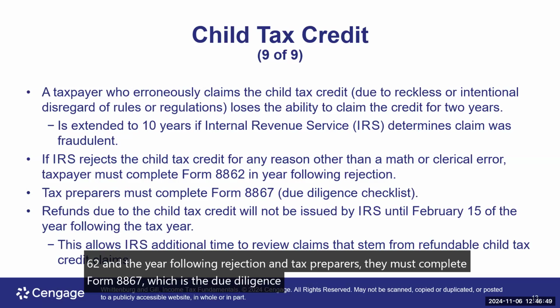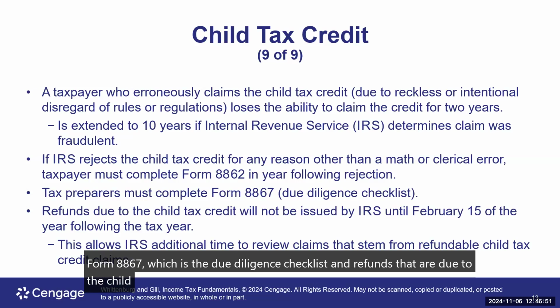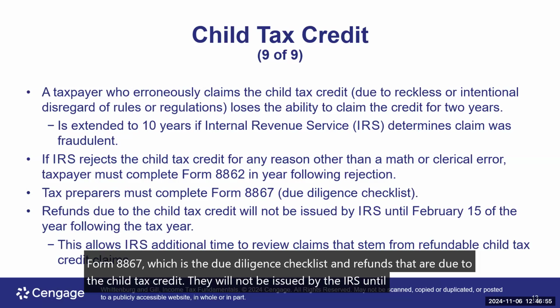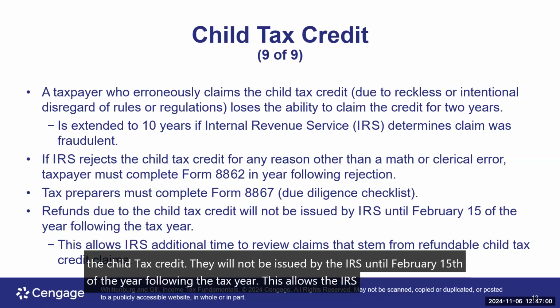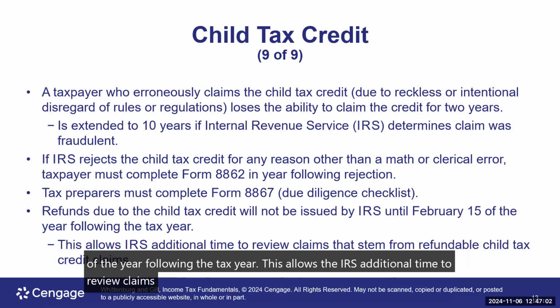And refunds that are due to the child tax credit will not be issued by the IRS until February 15th of the year following the tax year. This allows the IRS additional time to review claims that stem from refundable child tax credit claims.